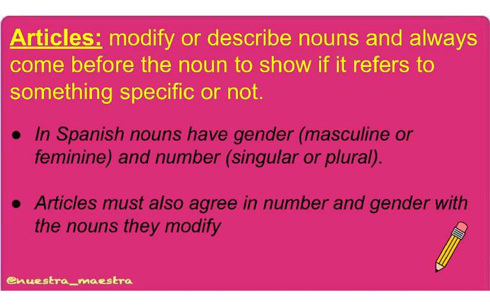Articles modify or describe nouns and always come before the noun to show if it refers to something specific or not. You know, you say the book or you say a book. You say the house or you say a house, as in any house, whether it is specific or not. In Spanish, nouns have gender, masculine or feminine, and they also have number when we're referring to them as singular or plural. Articles must also agree in number and in gender with the noun that they are going to modify. Let's get right to it.